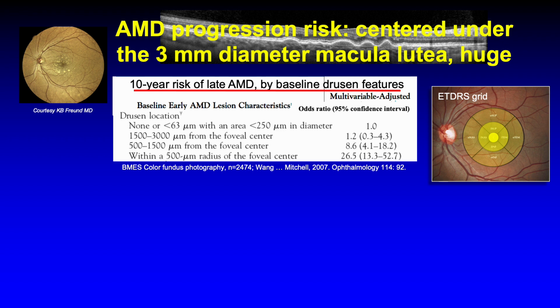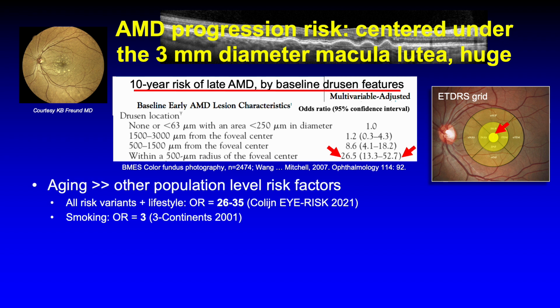The population-based Blue Mountain Eye study from Australia, using similar methods, supported the original Beaver Dam observation with longitudinal data. The odds ratio for progression to late AMD at 10 years due to drusen at baseline within the central subfield of the ETDRS grid is again 26.